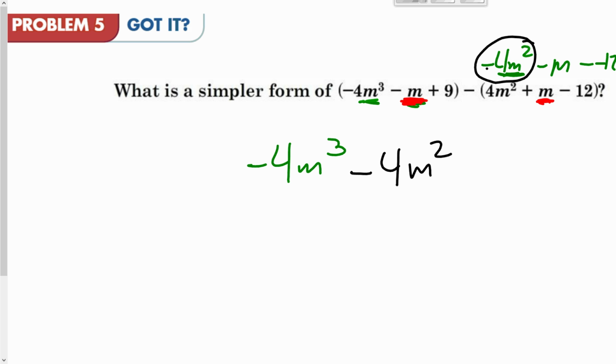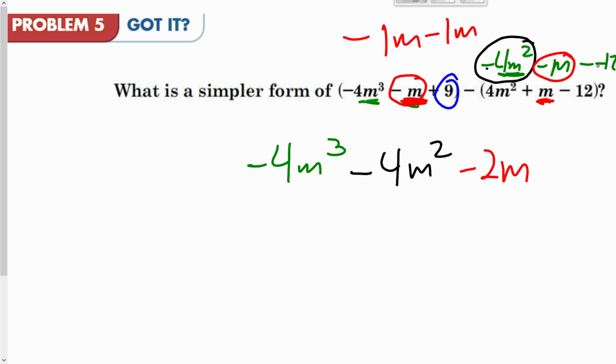Now I can come back to this m, and I'm taking a negative m, and I'm subtracting negative m. So what's negative 1m minus 1 more m? That's negative 2m. And lastly, I'm taking 9, and I'm subtracting a negative. When I'm subtracting a negative, it's like taking the opposite of a negative. Opposite of negative is a positive. So 9 plus 12 is 21.